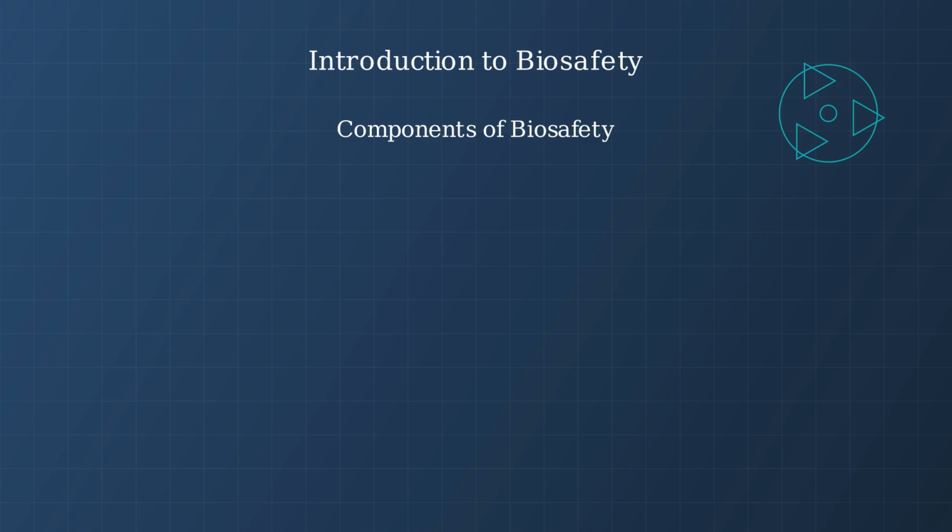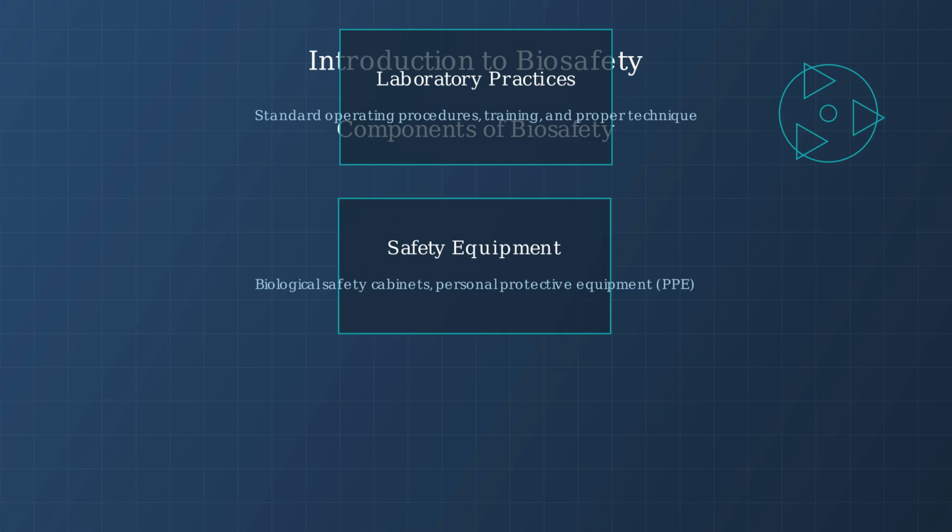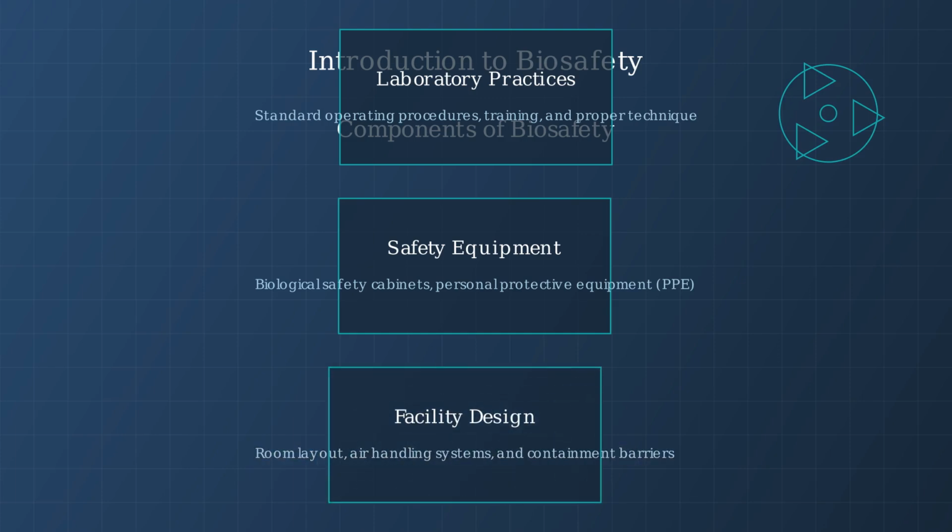Biosafety involves three core components that work together to create safe research environments. First, laboratory practices include standard operating procedures, proper technique, and comprehensive training for all personnel. Second, safety equipment such as biological safety cabinets and personal protective equipment provide physical barriers against exposure. Finally, facility design features like specialized room layouts, air handling systems, and containment barriers prevent the spread of biological materials.